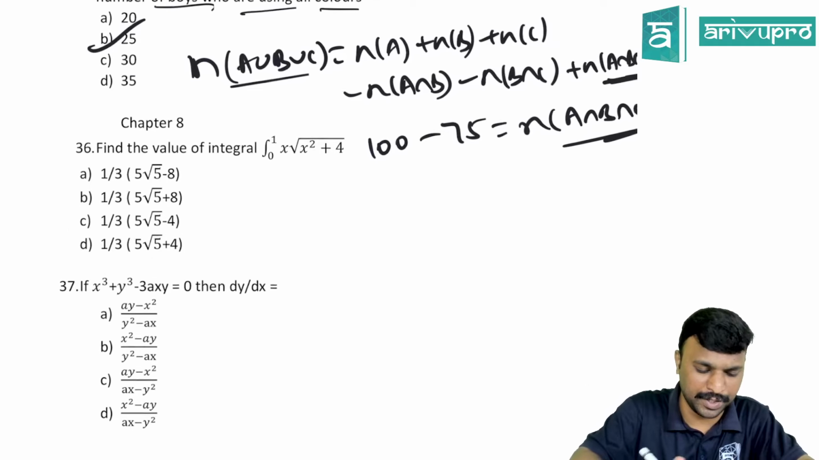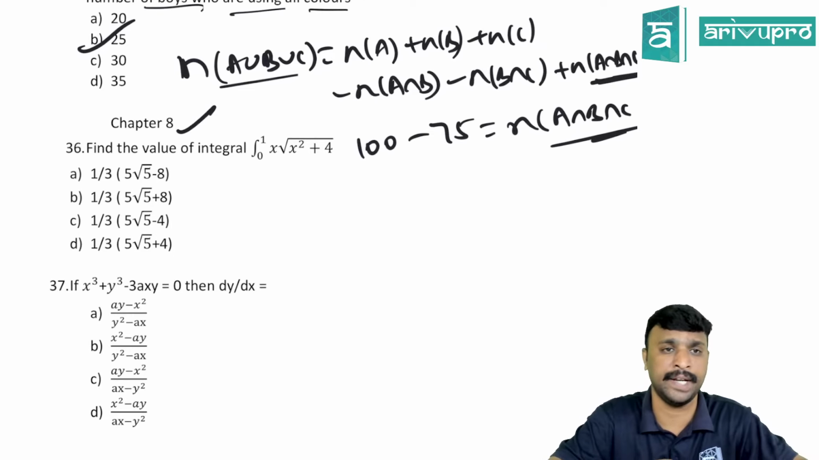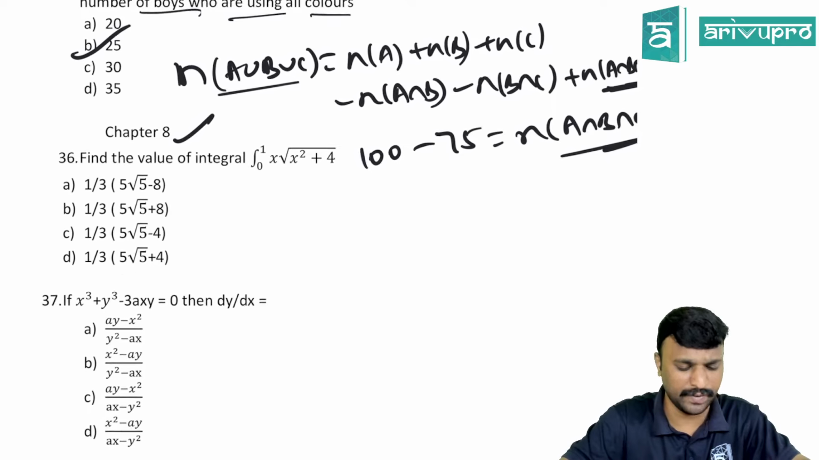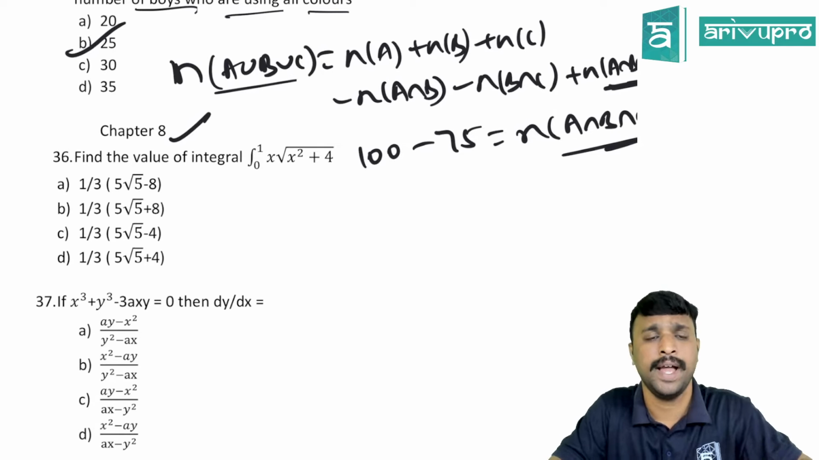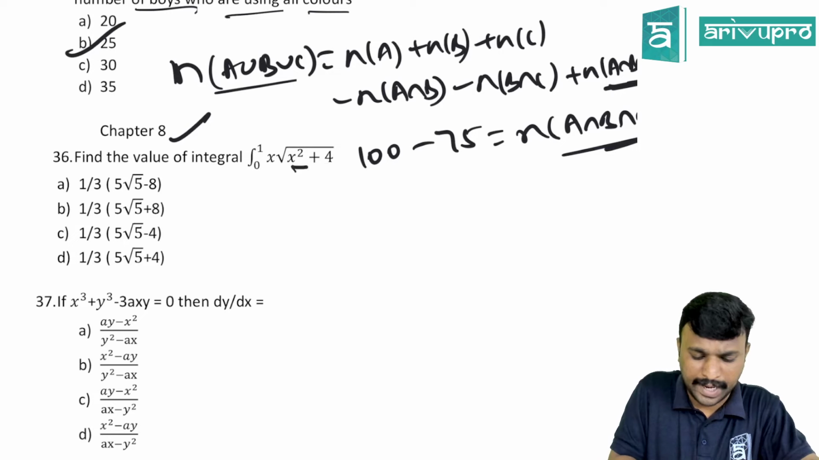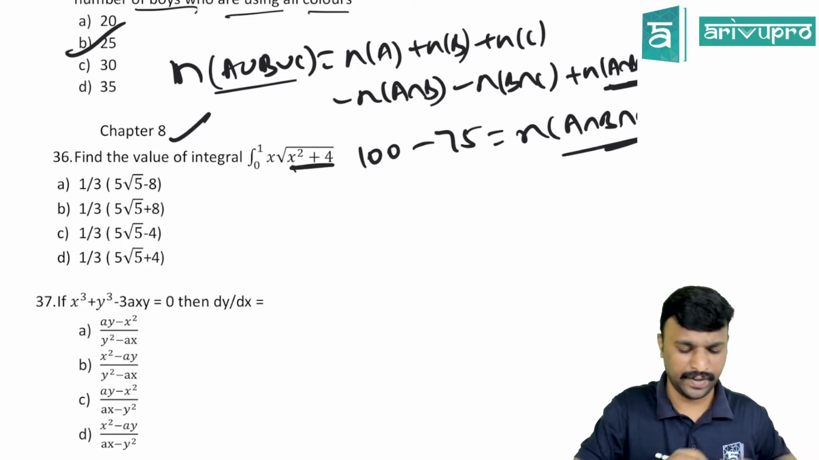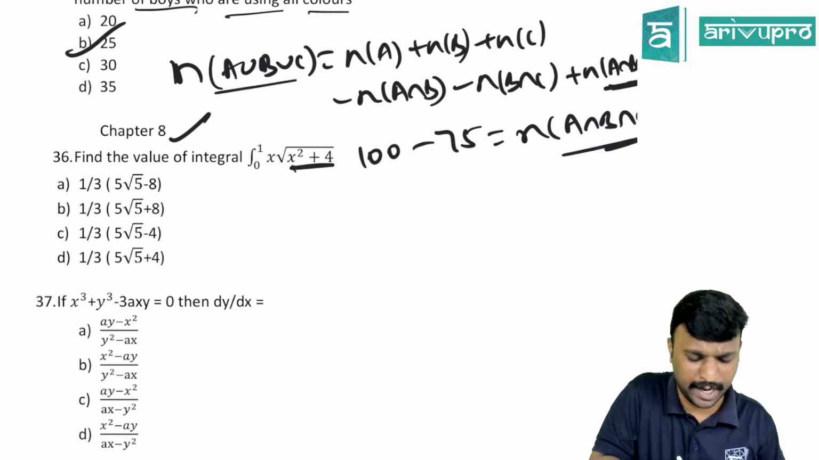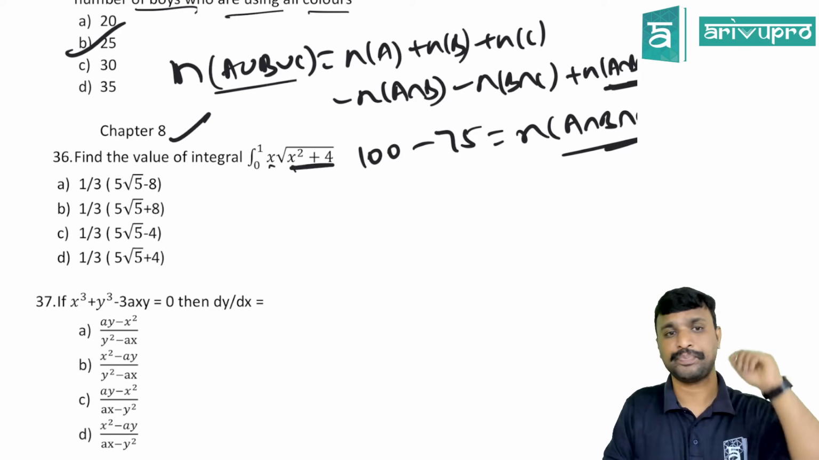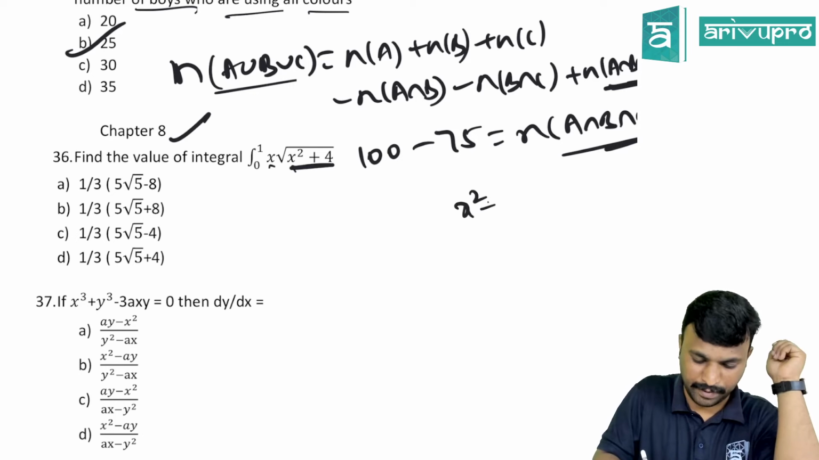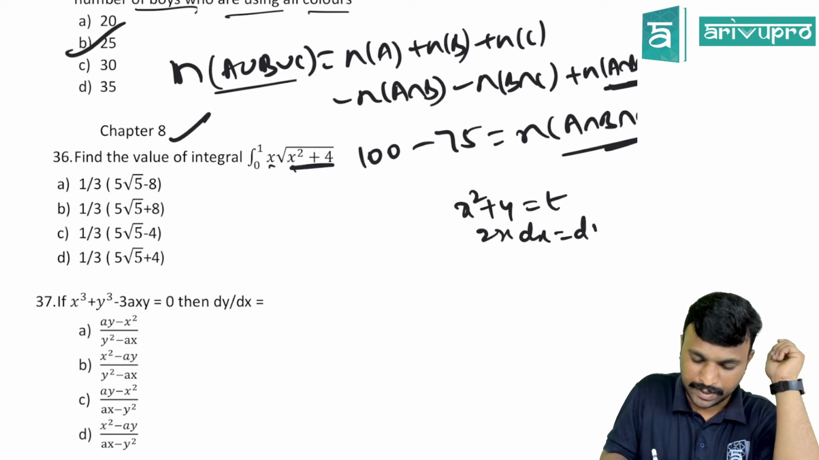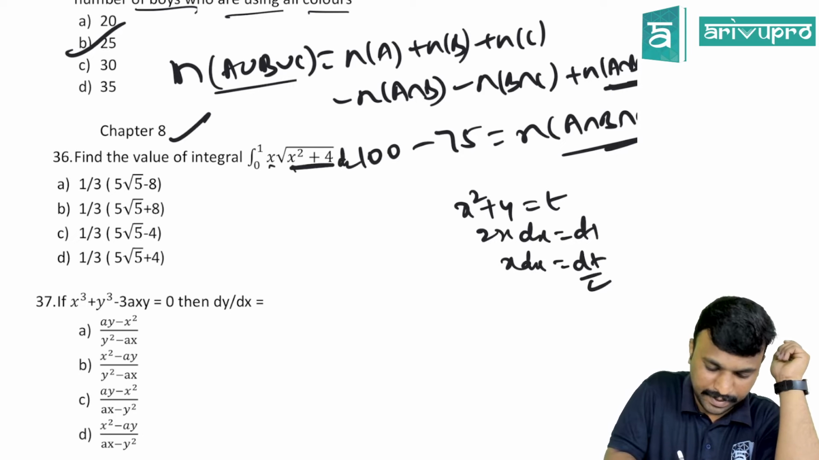Guys, let's move on to the next question, that is from chapter number 8, differential and integral calculus. If you look at the first question, it is a question on integral calculus, and if you look at x square plus 4, if I let it as t, obviously derivative of x square plus 4 is 2x, but I don't have a 2x. How do I get 2x there? So x square plus 4, if I take it as t, so 2x dx is equal to dt. So x dx is equal to dt by 2. So in place of x dx, you can write dt by 2. Or you can take 1 by 2 dt inside.